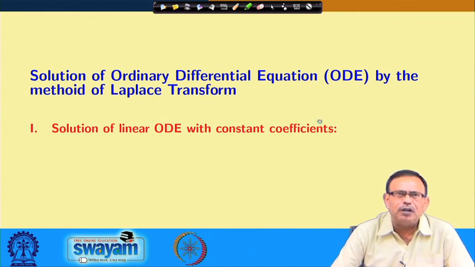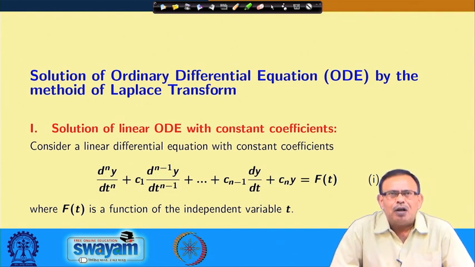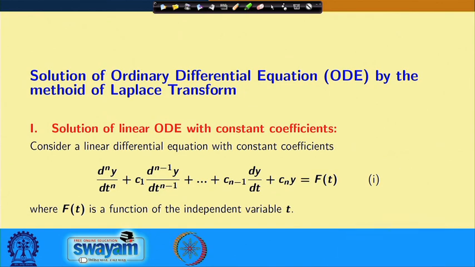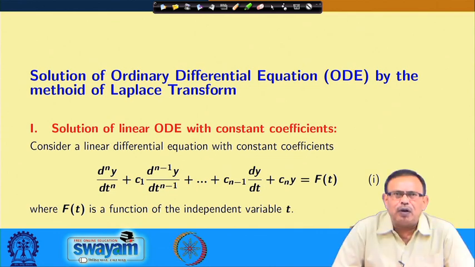What is the type of linear ODE with constant coefficients? Consider this linear differential equation with constant coefficients C1, C2, up to Cn. I have written the general form: d^n y/dt^n plus C1 d^(n-1)y/dt^(n-1), like this way, plus C(n-1) dy/dt plus Cn y equals f(t), where f is a function of only the independent variable t. Here y is the dependent variable and t is the independent variable. So, f(t) is a function of the independent variable t.